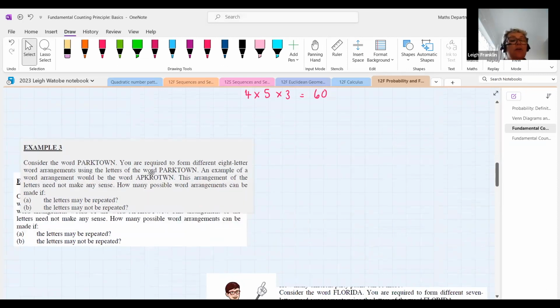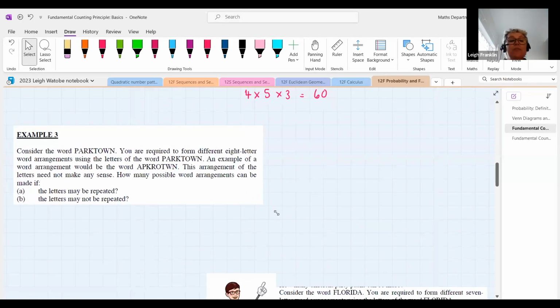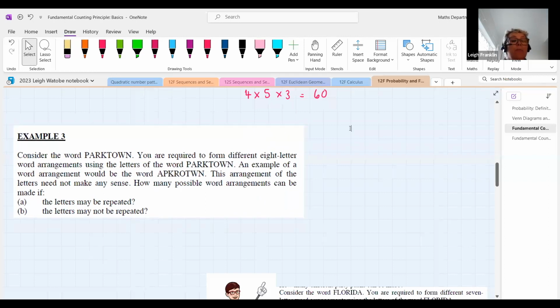Okay. Now things start to get a little bit more interesting. They want us to consider the word Parktown. Notice that none of the letters are the same. They're all different letters, so none of these letters are repeated. You are required to form different 8-letter word arrangements using the letters of the word Parktown. An example of such a word arrangement could be the word whatever, which is not a real word. They've just rearranged the letters. This arrangement of letters need not make any sense. How many possible word arrangements can be made if the letters may be repeated?